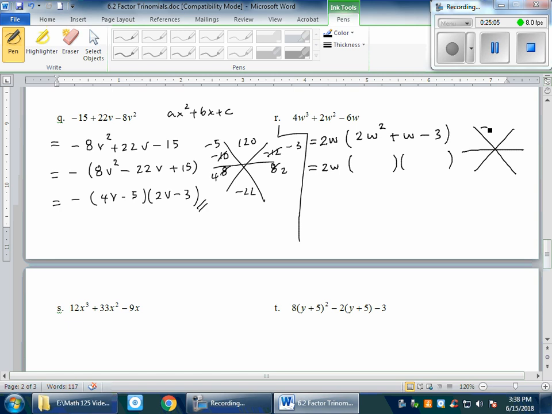A times c is negative 6. We want positive 1, so it must be positive 3 and negative 2. And we divide by a, which is 2. So this reduced to 1 and 1. So I got my factor 2w plus 3, and then 1w minus 1. And that will be my final answer in this case.